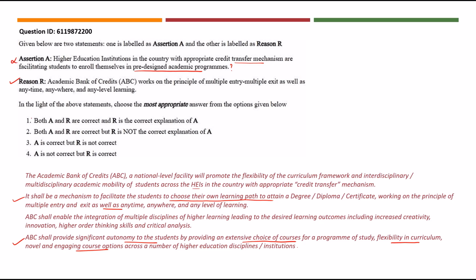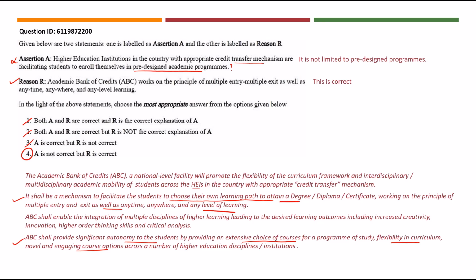So definitely 1 and 2 will not be the answer. Reason is definitely correct. What about A? It is not limited to pre-designed programs. So we are marking assertion to be incorrect. We will even rule out option 3. We will go with option number 4.